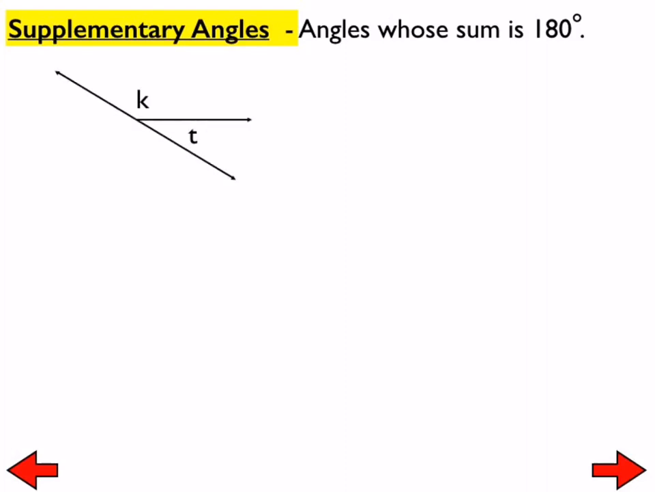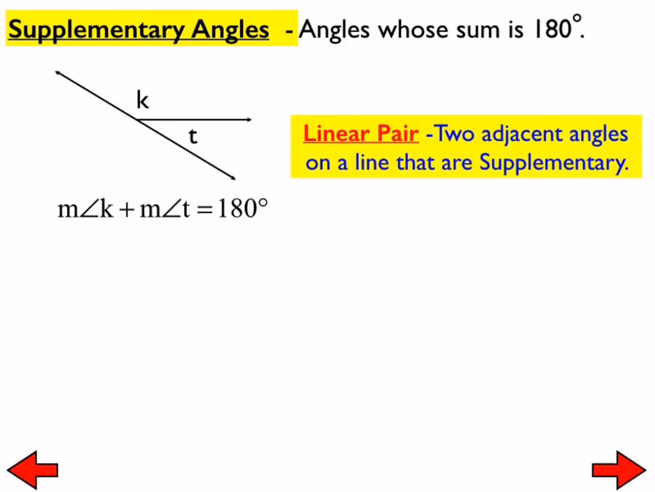And supplementary angles could be adjacent, but they don't have to be. In this picture, the measure of angle K and the measure of angle T are supplementary to each other. And there's actually a name for them when they are adjacent to each other. They are called a linear pair. And so a linear pair is when we have two adjacent angles on a line that are supplementary, much like what we see in that picture right there. So when I refer to linear pair, I'm talking about supplementary angles that are adjacent on a line.